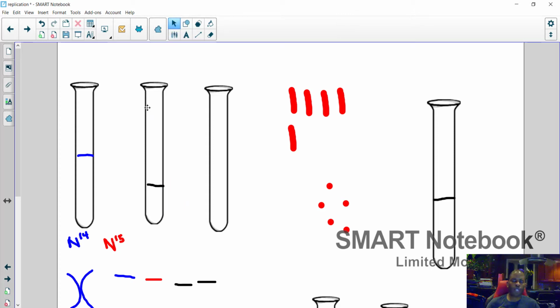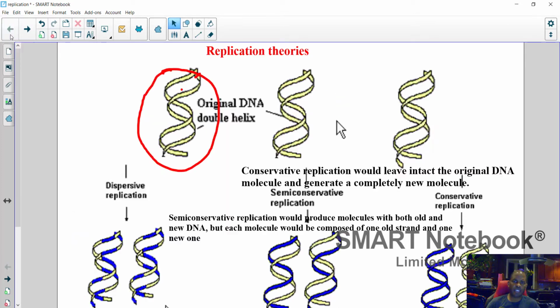So remember, we have 3 different models. I'm trying to figure out which model is accurate. Is it the dispersive, the semi-conservative, or the conservative? In the dispersive, after one round, if it were successful, you would have this DNA that's made up of N14 and N15 equally. So this would produce one band. So that means this is still a possibility.